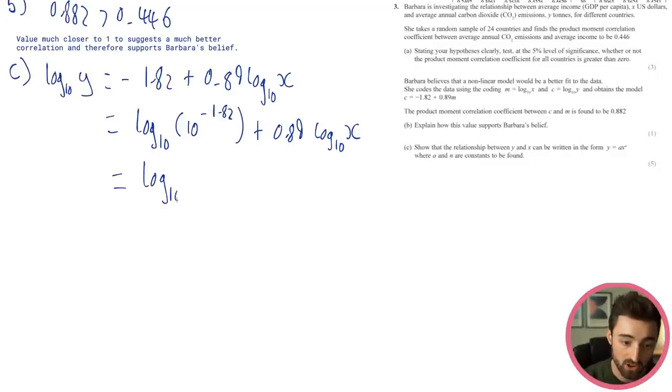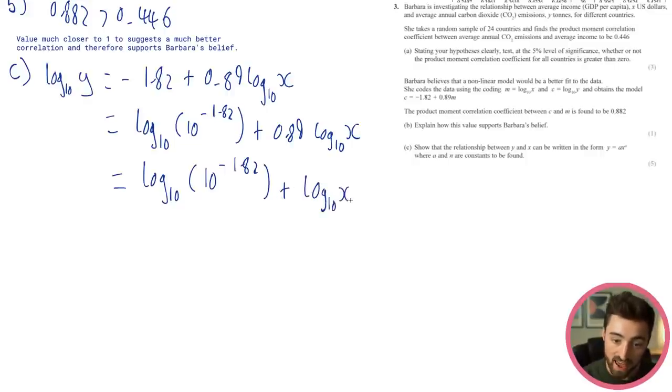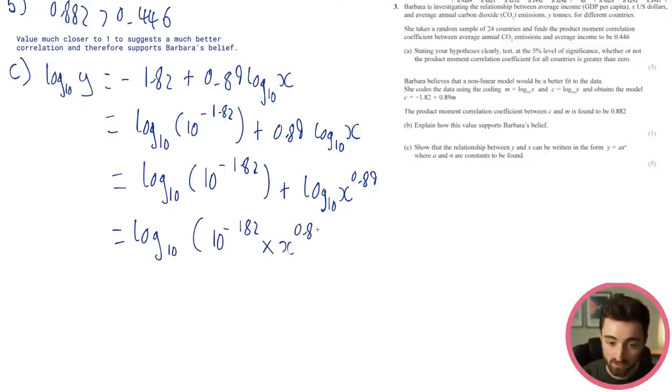So this is going to be log to the base 10 of 10 to the minus 1.82, plus log to the base 10 of x to the power of 0.89. Now I can use log a plus log b is the same as log of a times b. So this is going to be log to the base 10 of this thing, times by x to the 0.89.